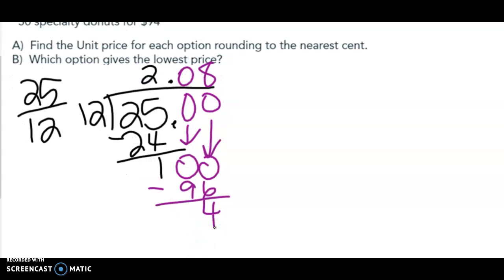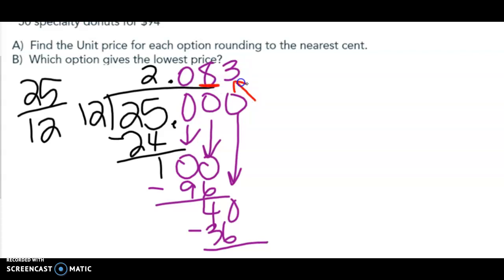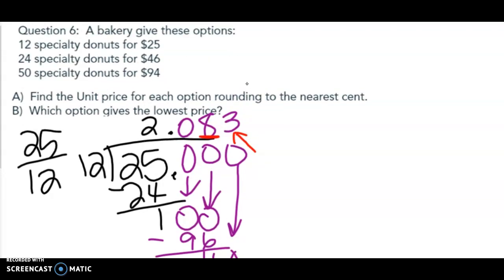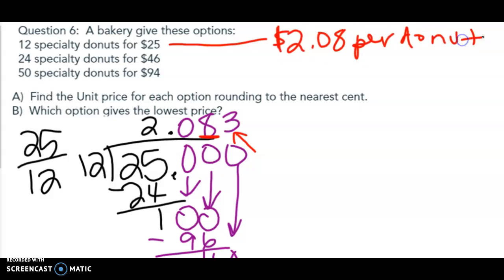And really, because this is money, I want to add one more 0 and then I can round. And for 12 groups out of 40, I can do that 3 times because 3 times 12 is 36. I can keep going and dividing, but really because it's money, if I look at the cents, the 8 cents, and the number next to it, the 3, I'm going to round that to $2.08 for this first option. So that means that a donut here is $2.08 per donut.